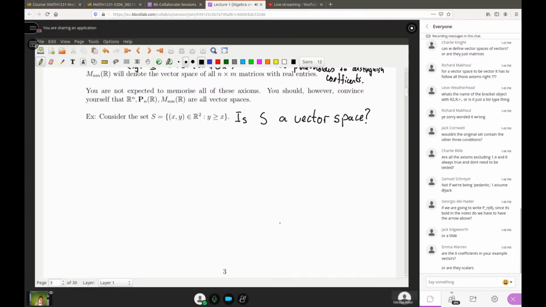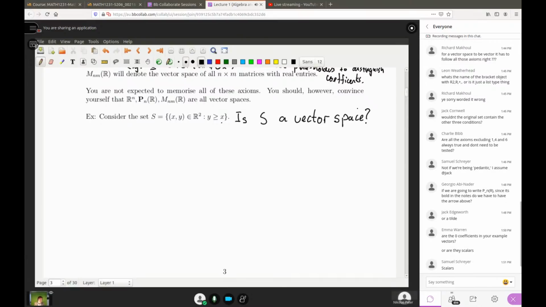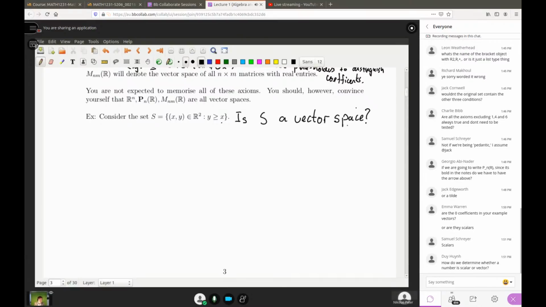So this one, consider the set of pairs from R2 where y is greater than or equal to x. Now, is S a vector space? I forgot to add that to the notes. How do we determine if a number is a scalar or vector? Hopefully that becomes clear when you're doing the question. If the question doesn't make that clear to you, then the question is poorly worded.